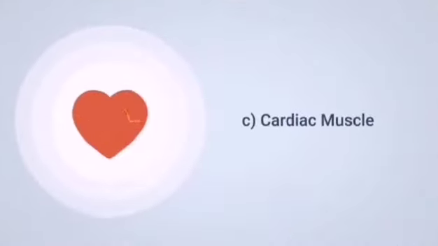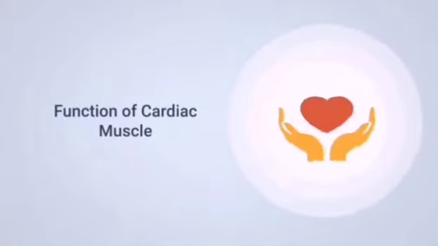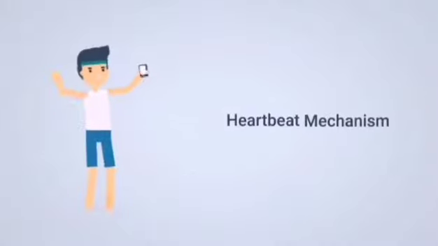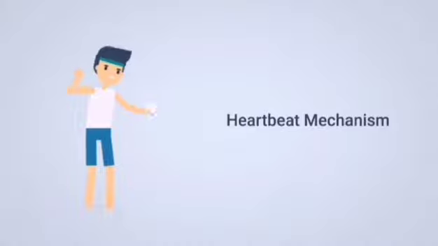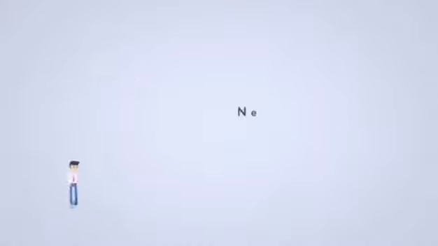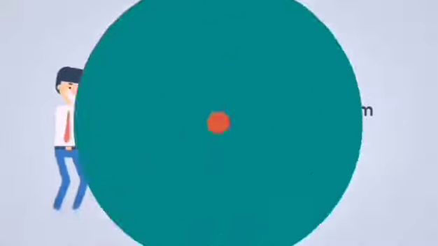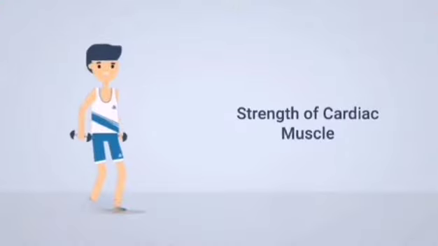Last is the cardiac muscle. Located only in the heart, cardiac muscles pump blood around the body. Cardiac muscle stimulates its own contractions that form our heartbeat. Signals from the nervous system control the rate of contraction. This type of muscle is strong and acts involuntarily.